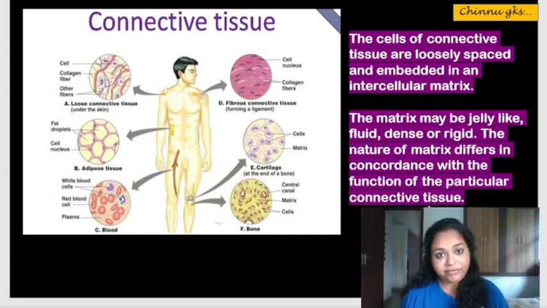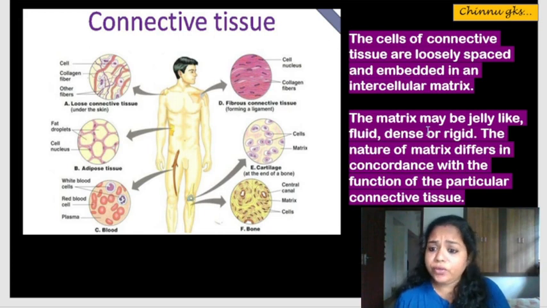So we have different kinds of connective tissue. Based on what are we classifying it? Based on the presence of the matrix. What type of matrix is present? I am emphasizing this because that's a key point and you have to remember it. Since MCQs and everything are there, you have to focus a little bit on that.